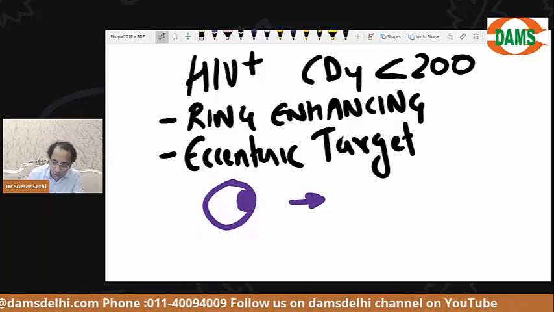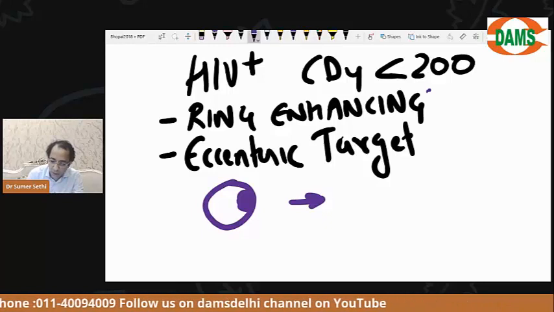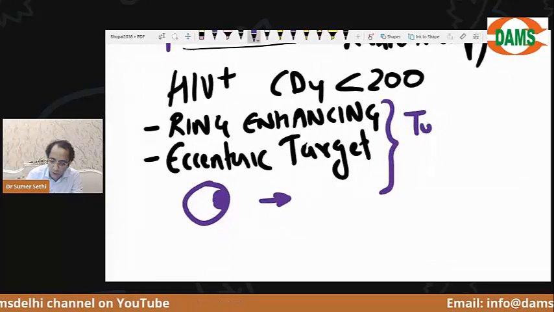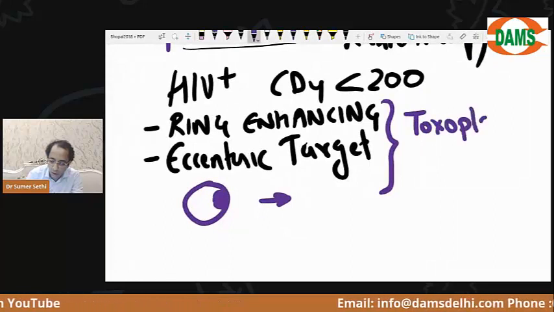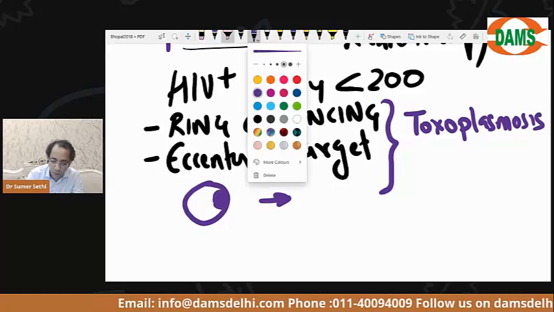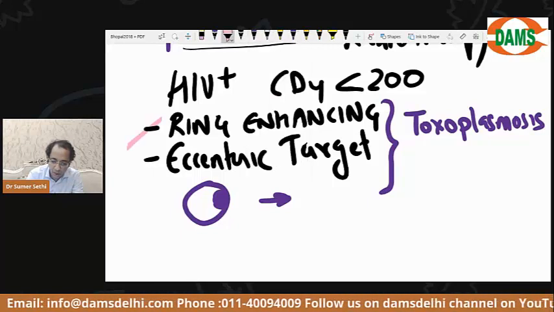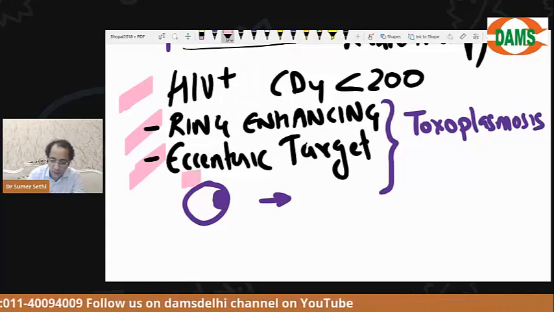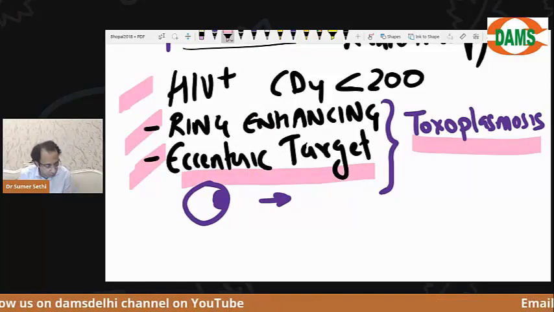Okay, anybody? Ring enhancing lesion with an eccentric target-like appearance, CD4 count less than 200 in an HIV patient, think of toxoplasmosis. The most characteristic cause of a ring lesion in a patient with HIV with an eccentric target appearance is toxoplasmosis.